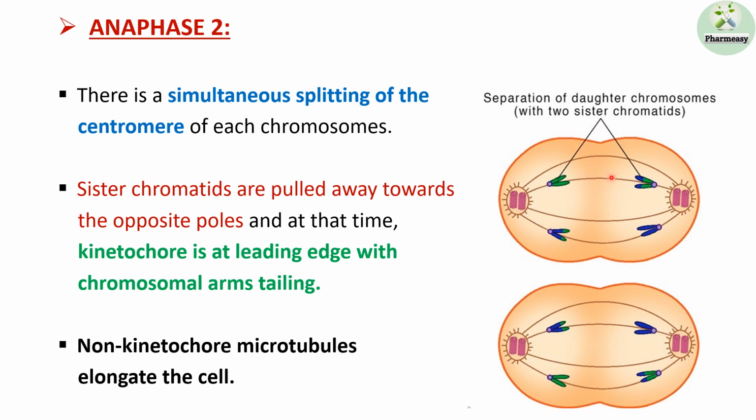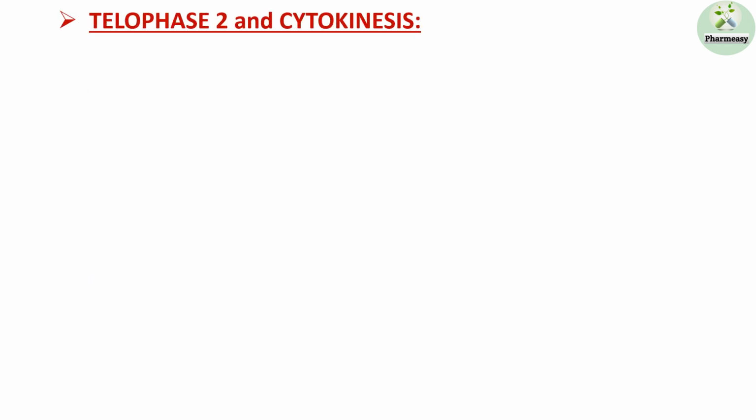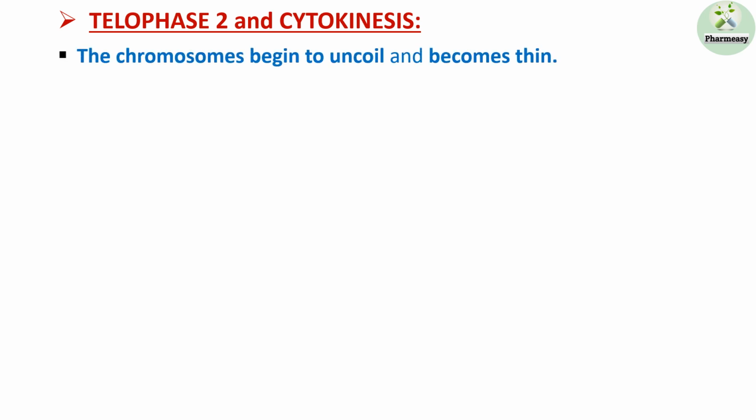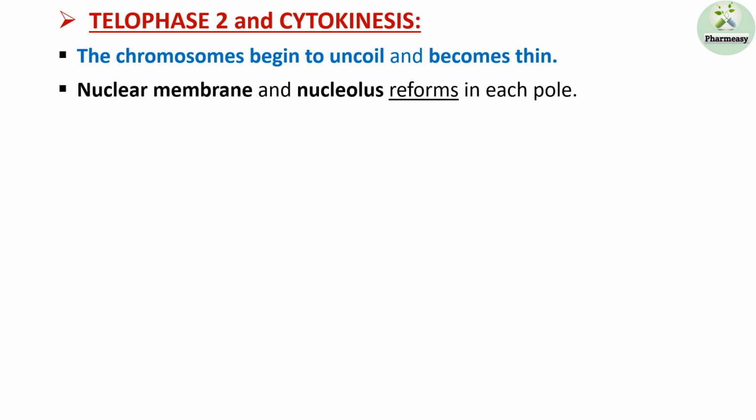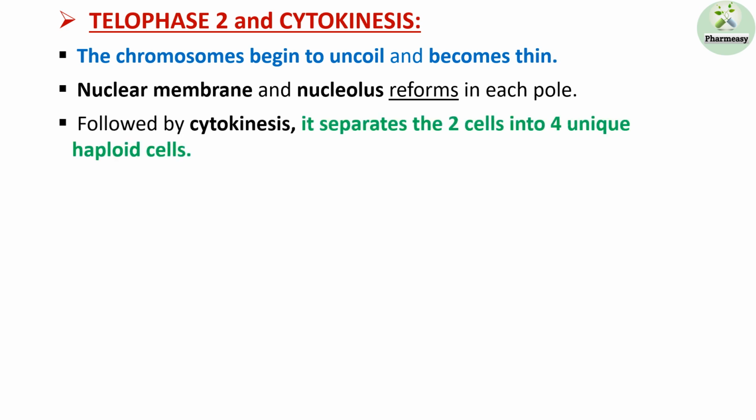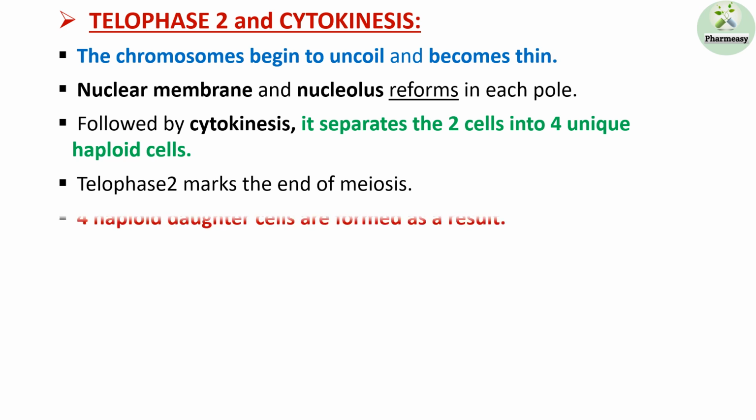Next and last phase is telophase 2 and cytokinesis. According to this phase, chromosomes begin to uncoil and become thin. Reformation of nuclear membrane and nucleolus occurs at each pole. This phase is followed by cytokinesis, which separates the two cells into 4 different haploid cells. Telophase 2 marks the end of meiosis 2, and as a result 4 haploid daughter cells are formed.